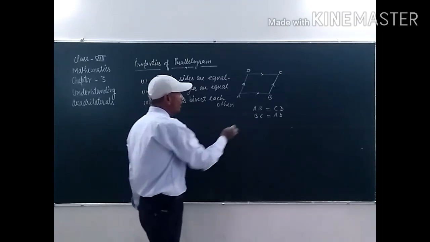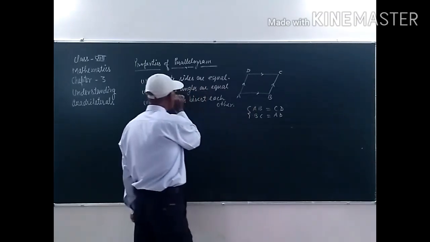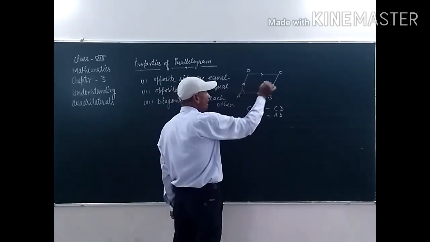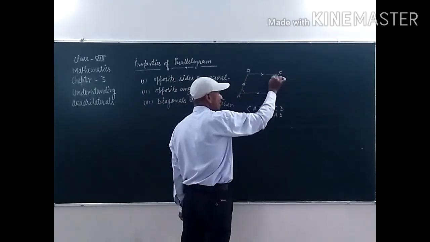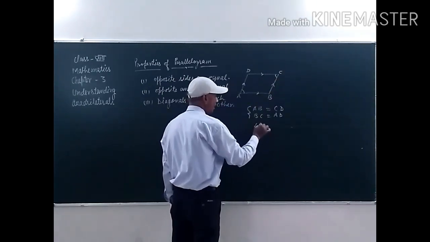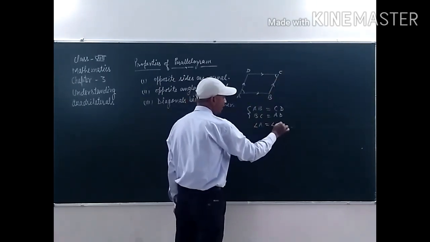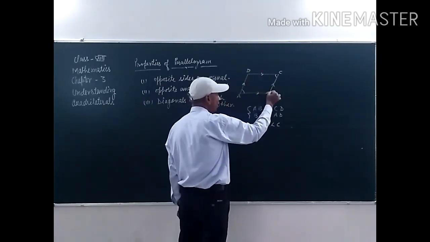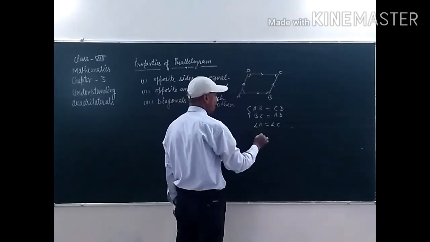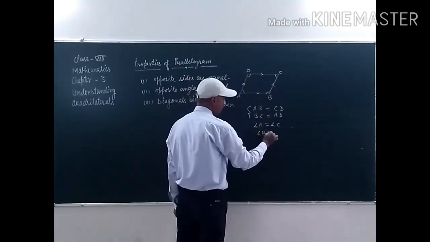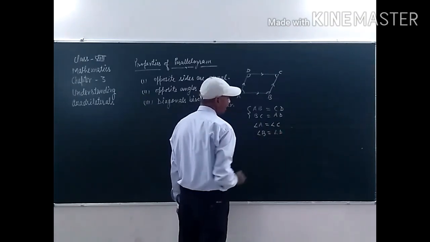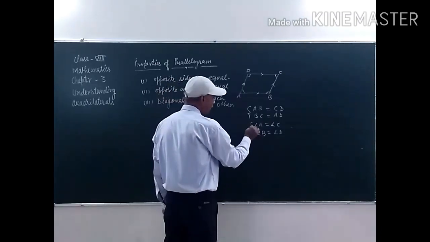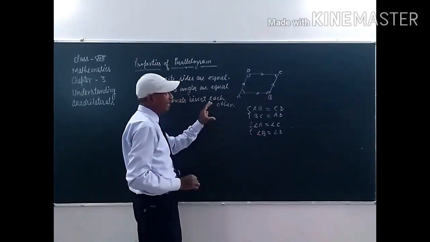Now, second point is opposite angles are equal. Opposite angles, student: angle A equal to angle C. And next pair, angle B equal to angle D. Angle B is equal to angle D. If a figure is a parallelogram, then opposite sides will be equal, opposite angles will be equal, and the diagonals bisect each other.